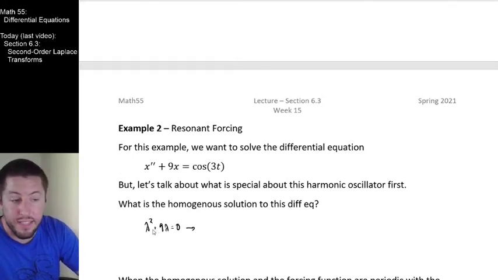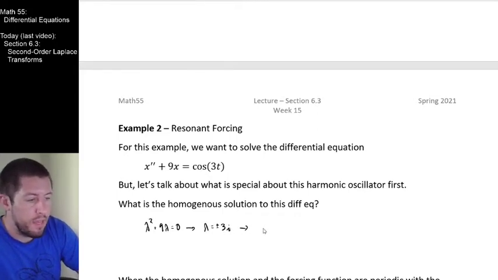A quick look here, because that's a plus instead of a minus sign, says that I'm going to get lambda being plus or minus 3i, and that tells me that we're going to get our homogeneous solution for x should just be a k1 sine of 3t plus k2 cosine of 3t.